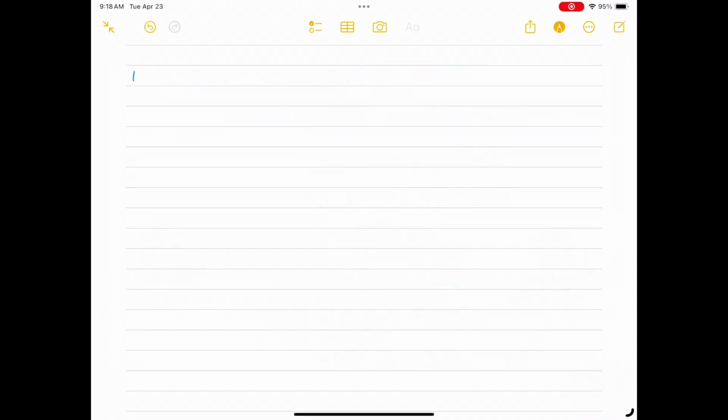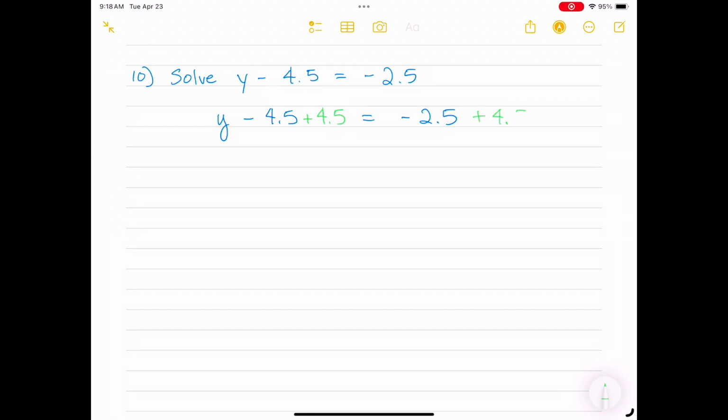Example 10. Solve y minus 4.5 equals negative 2.5. I rewrite this problem on the next line, giving plenty of space between characters and numbers in order to make room to write out the operations. To isolate y by itself, we must add 4.5. And whatever we do on one side of the equation, we balance by doing the same on the other side of the equation.